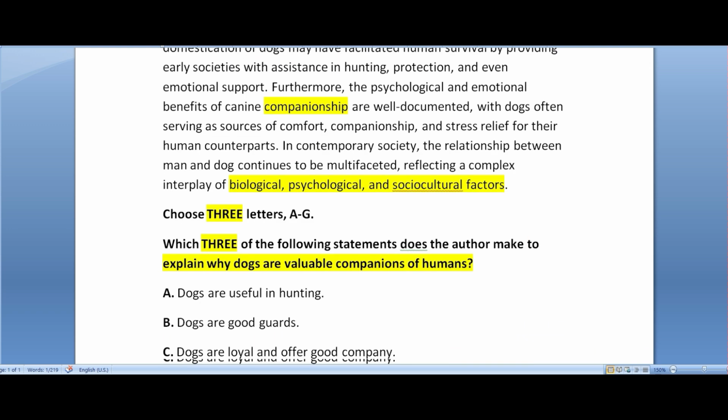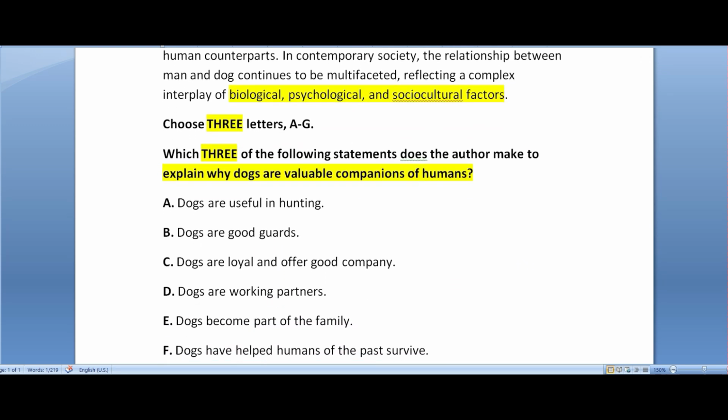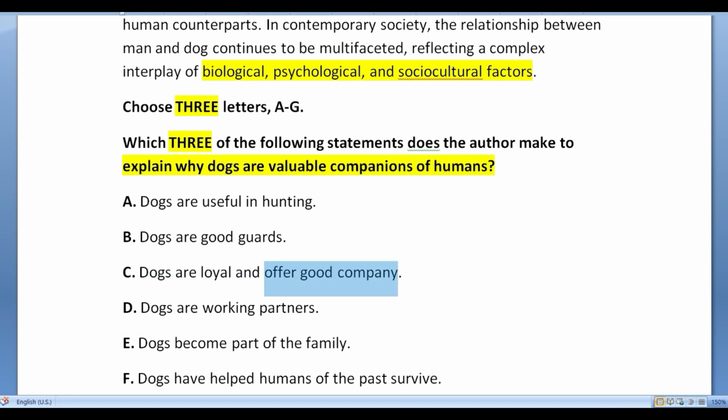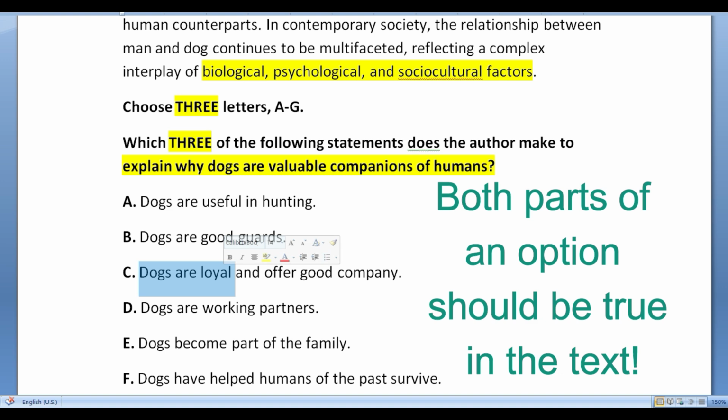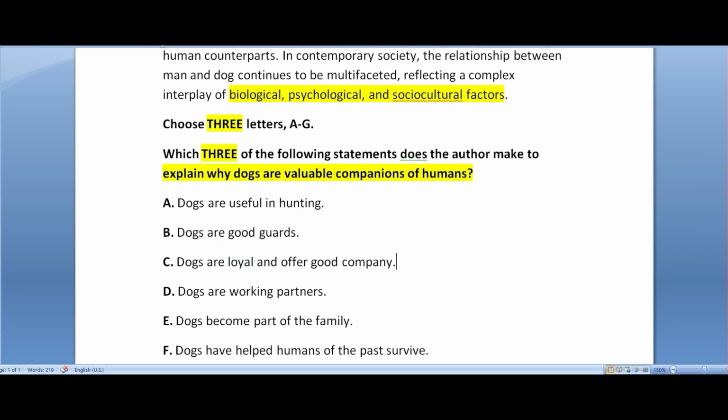Be careful of options like that, though. I want to tell you something, just in case. Sometimes this might be true in the text, offer good company, but loyal might not be in the text. So in this case, this option would be wrong. But in this case here, we have both. I just wanted you to know that. So let's move on a little bit.